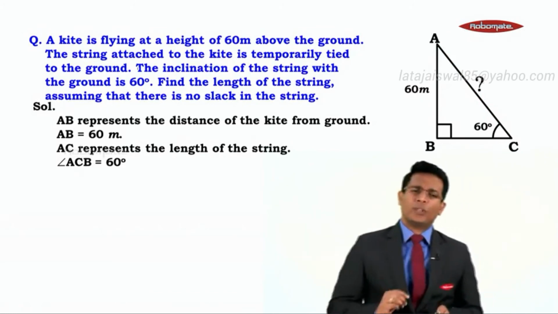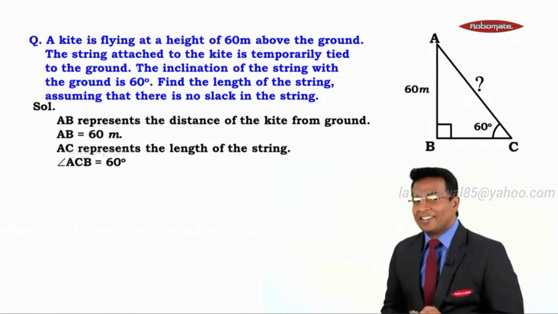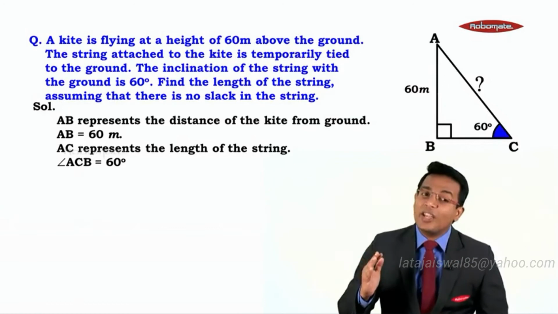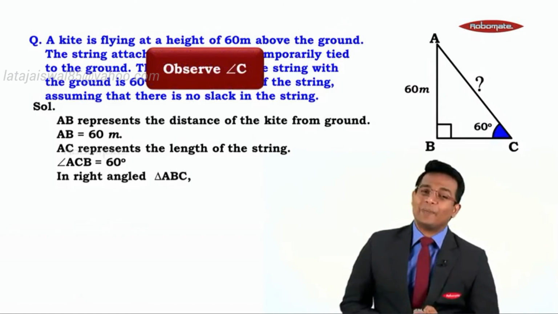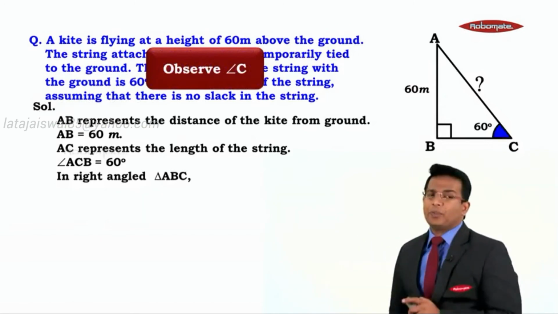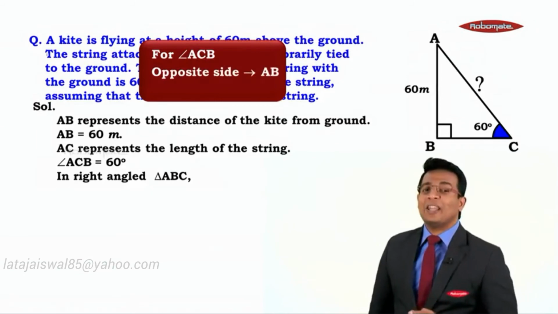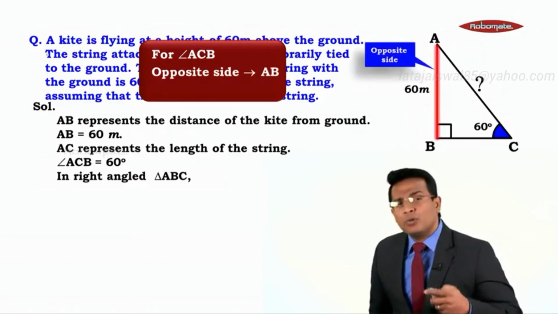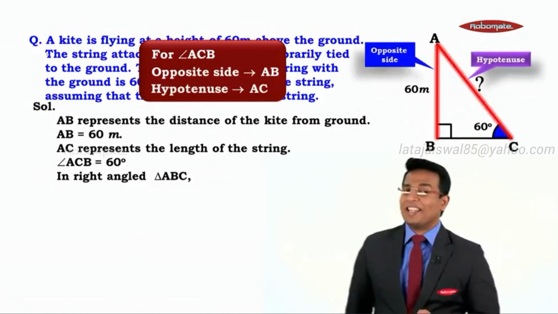Now how are we going to do that? It's very simple. First search for a right angle triangle. Do we have a right angle triangle? Yes. In that, search for the acute angle. The acute angle given to us is ACB, which is 60 degrees. Now for this angle C, observe what is given to us. We have the opposite side AB given to us. And we need to find the hypotenuse, which is AC.